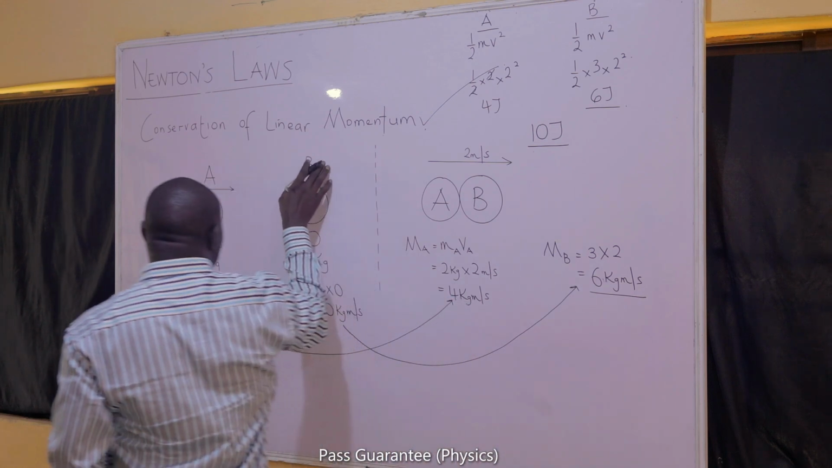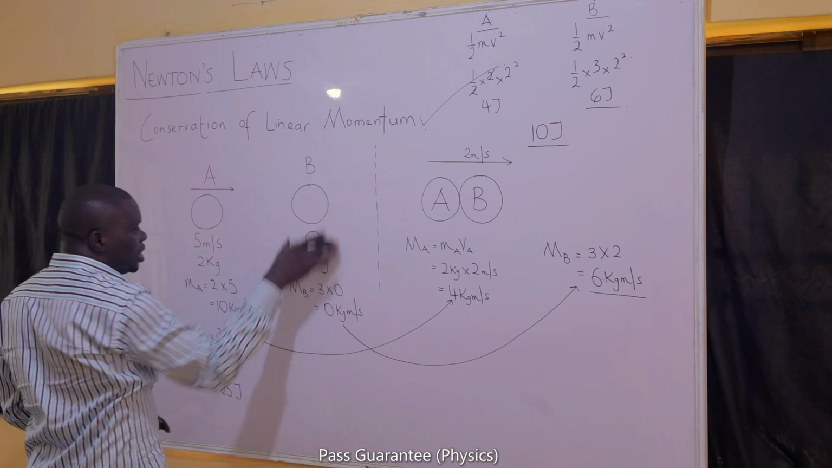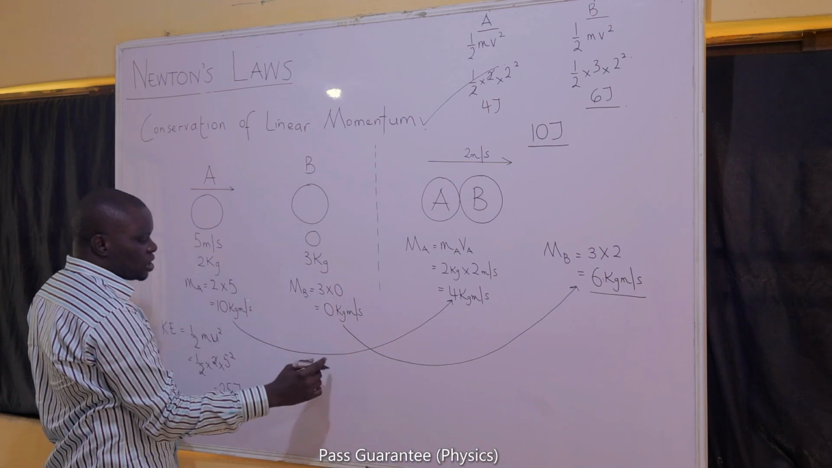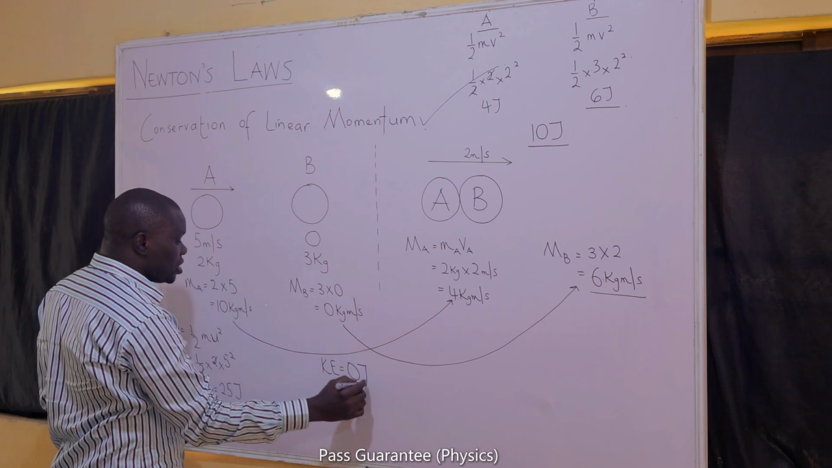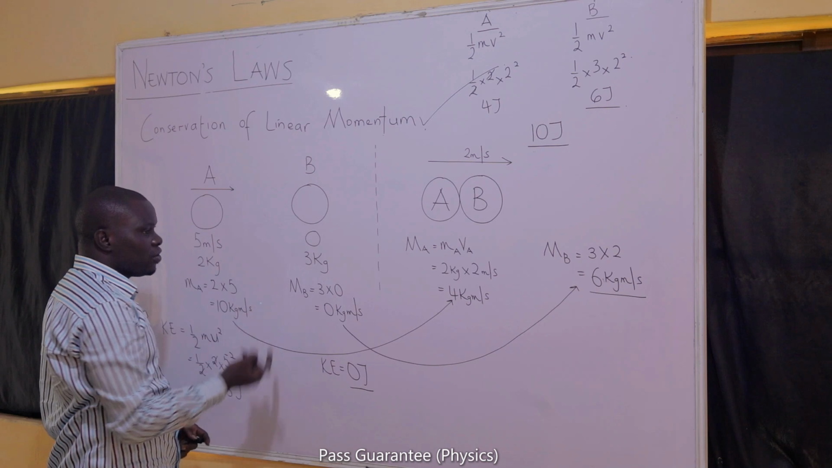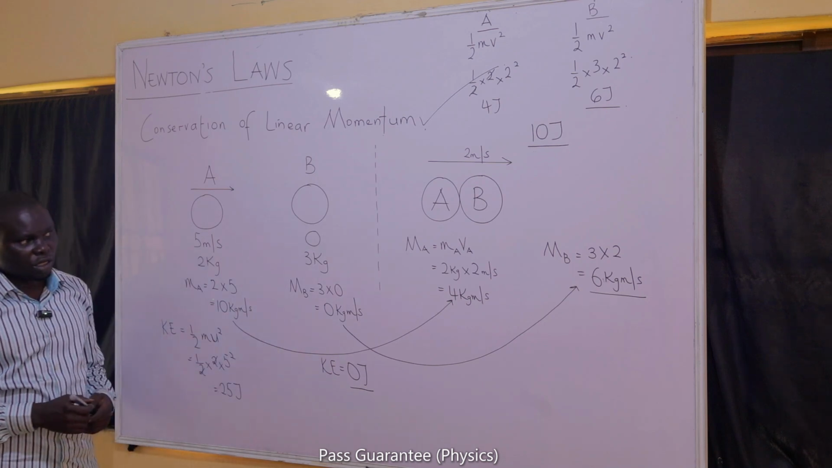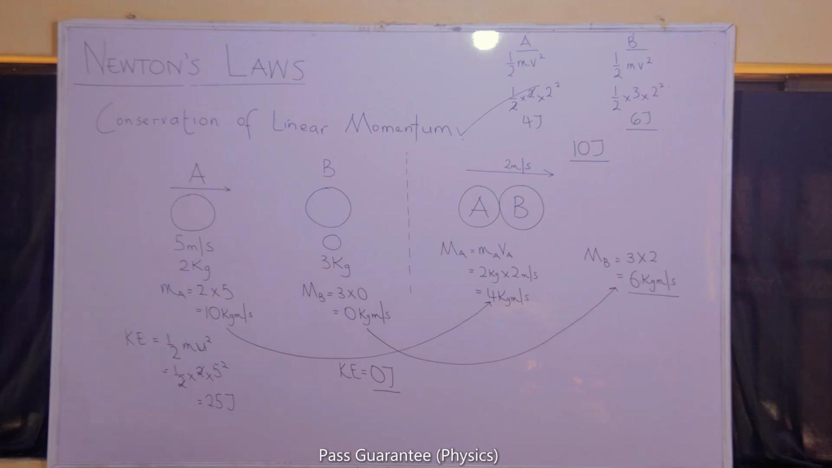Of course, I don't need to find the kinetic energy of B before the collision. It has a kinetic energy of 0. That is why they did not even ask us to find it, because it was not moving. It was stationary before collision. It was after collision that it started moving.